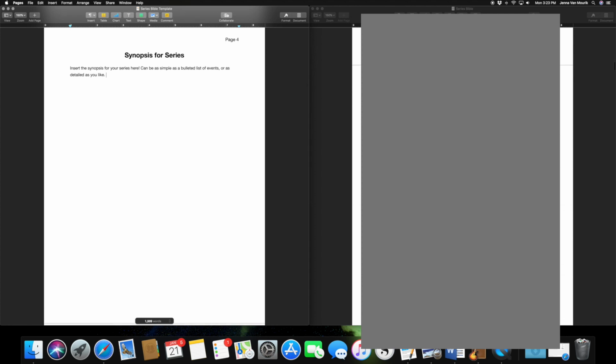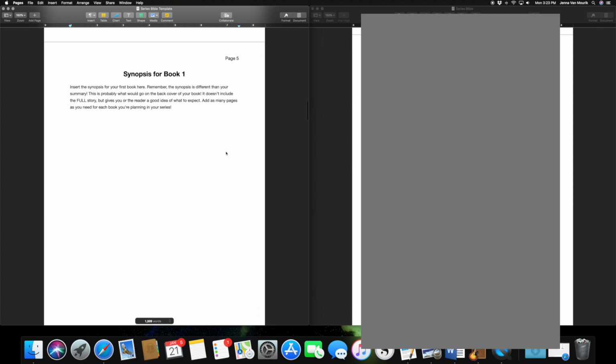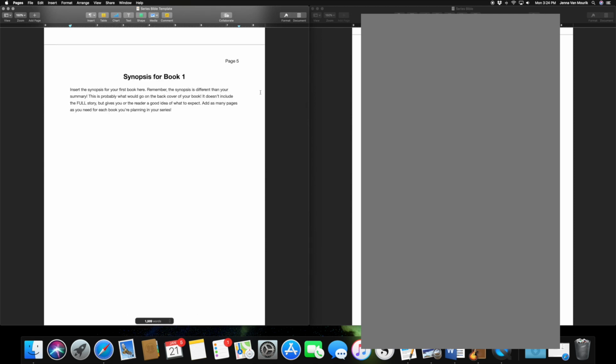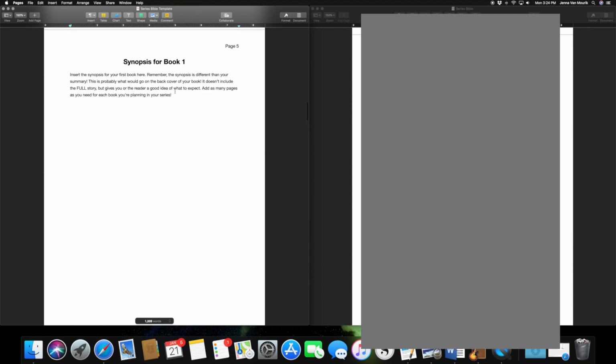Now we get into the really nitty-gritty stuff. From here, I like to do a synopsis for each book. Currently you'll see that there's only a page for book 1. You can add as many pages, as many headings. All I did was make this a heading so that it would show up in the table of contents. You can add as many headings and pages for synopses as there are books in your series. I only put in one because I figured that would get the point across.